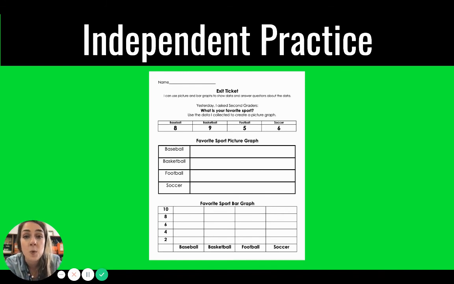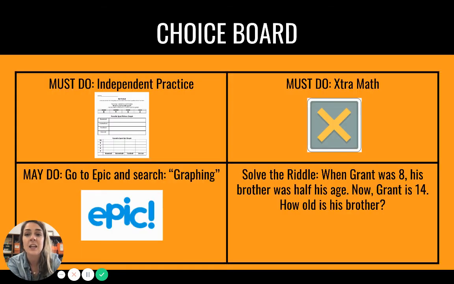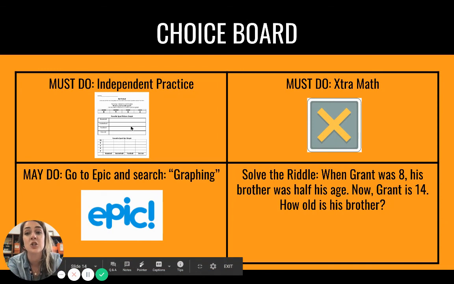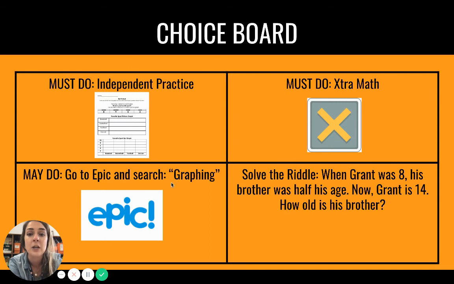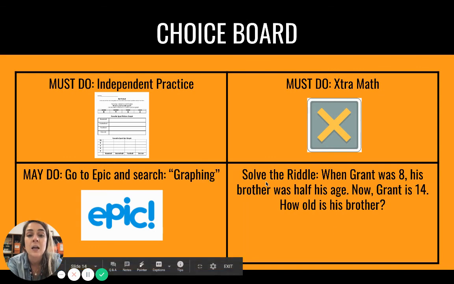Now, if you have more time at the end of math, here's a choice board. So you must do the independent practice. You must do extra math. But then here's 2 choices. So if you have extra time, you may go to Epic. And if you type in graphing, they have lots of books about the different kinds of graphing, and you can learn more about that. Then there's also a riddle that you can solve if you want.